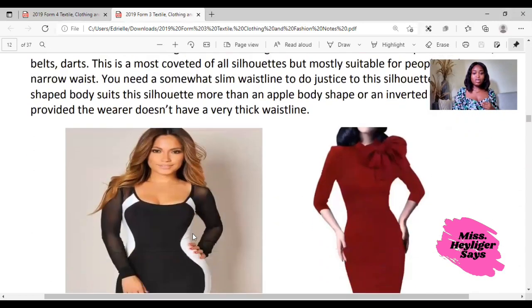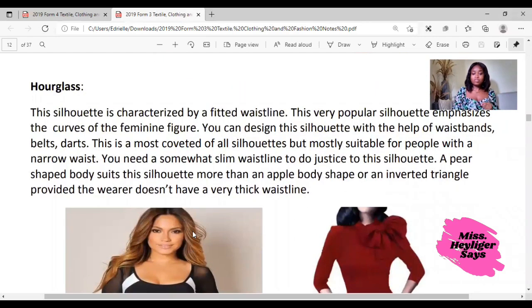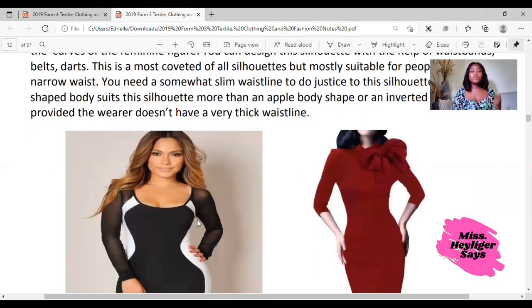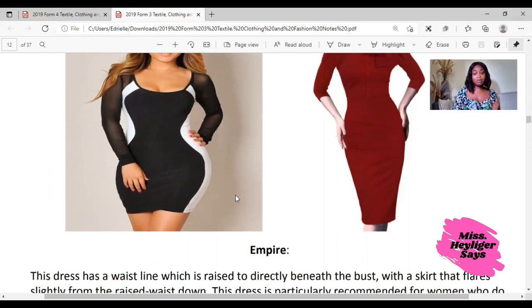We have an hourglass silhouette, which is also one that is a classic. It's basically a fitted silhouette. Even though the name is a figure type, the name is also used to describe this silhouette. So we have a slim waist, and bust and hips would be larger in comparison to the waistline.